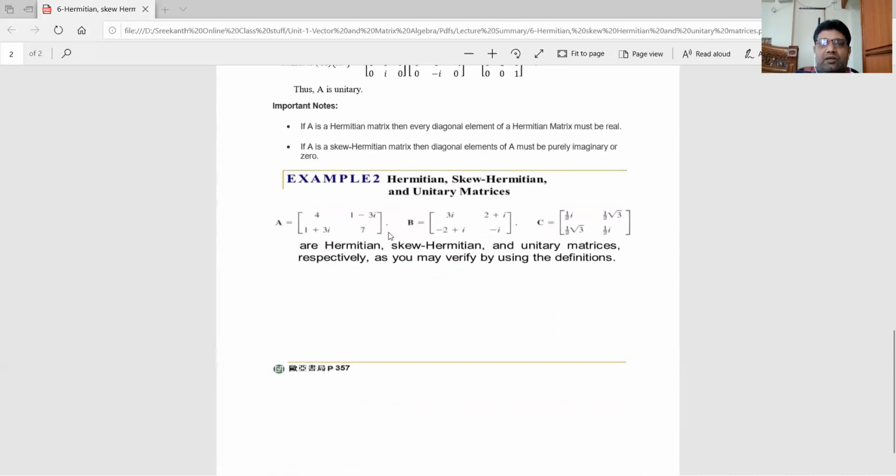And here, three more examples are given: the first one Hermitian, the second skew Hermitian, and the third one a unitary matrix. These you can verify very easily. What you have to show is that for the first one, which is Hermitian, A conjugate transpose is A. For the second one, you have to show that B conjugate transpose is minus B. And for the third one, C conjugate transpose, if you multiply with C, you are going to get the identity matrix I.